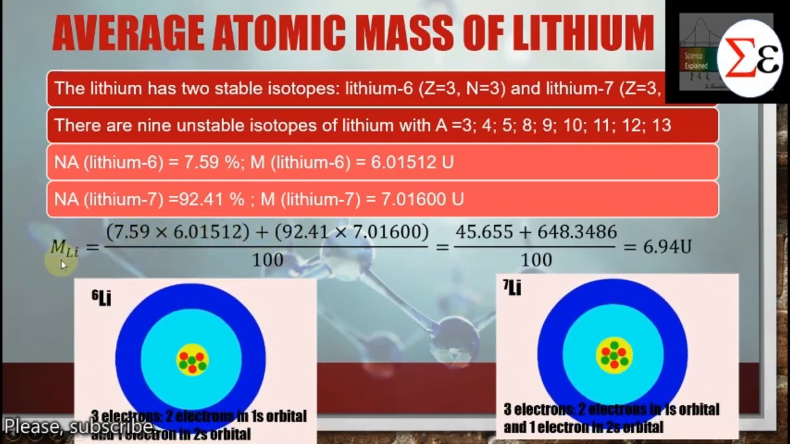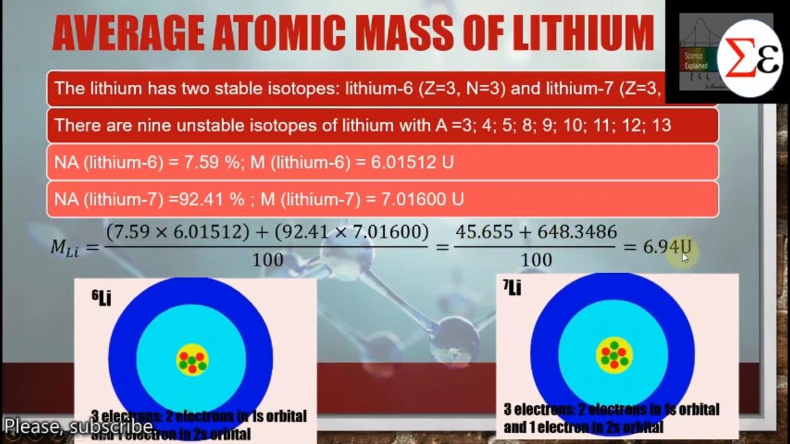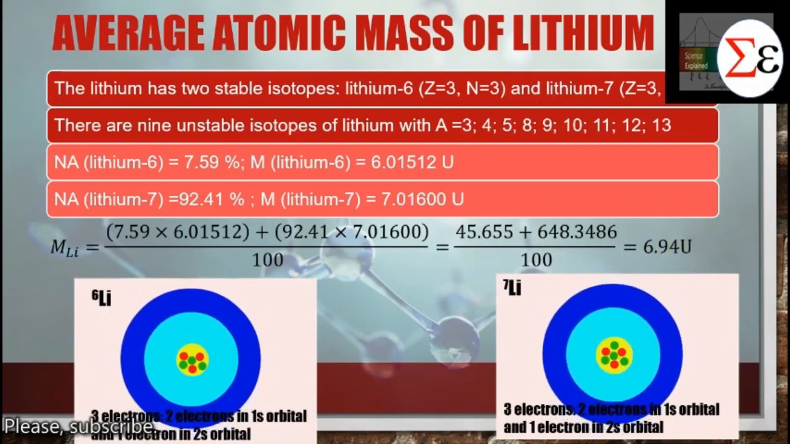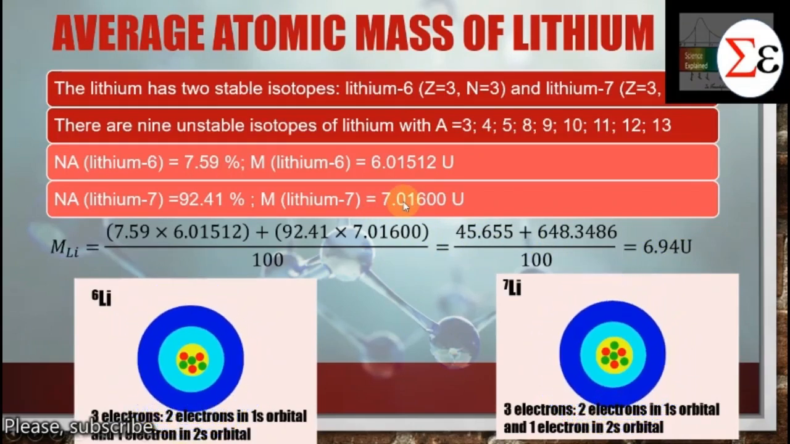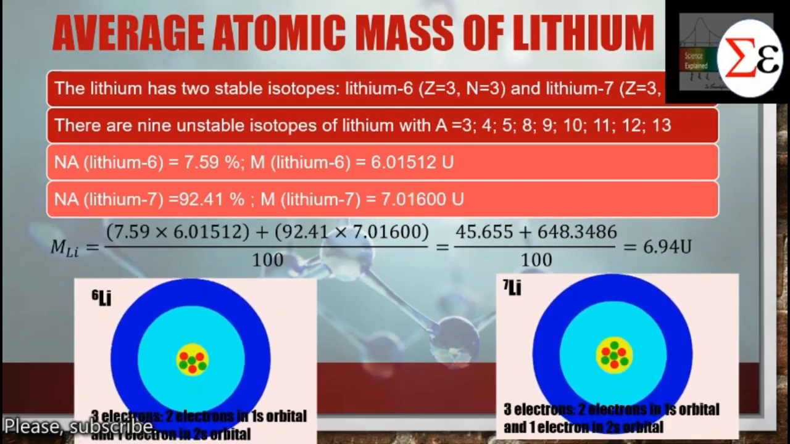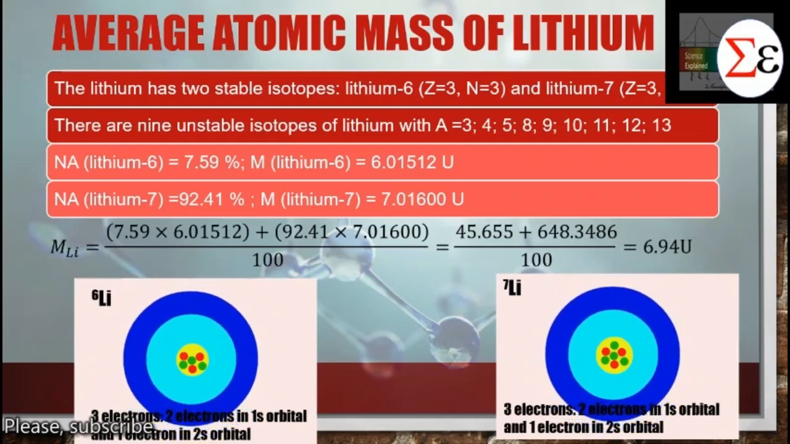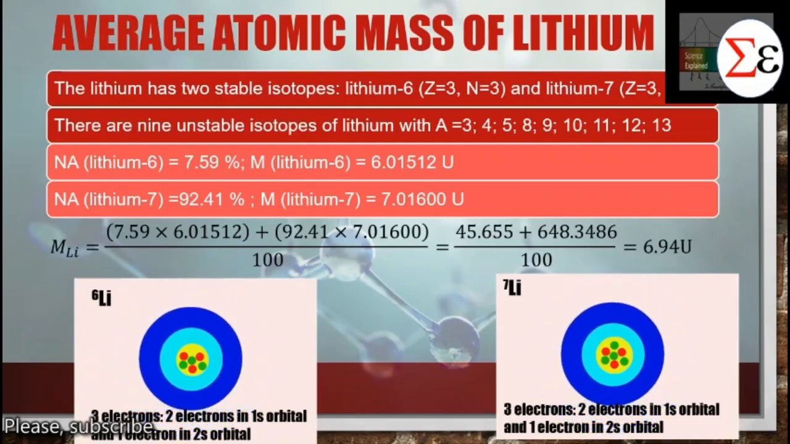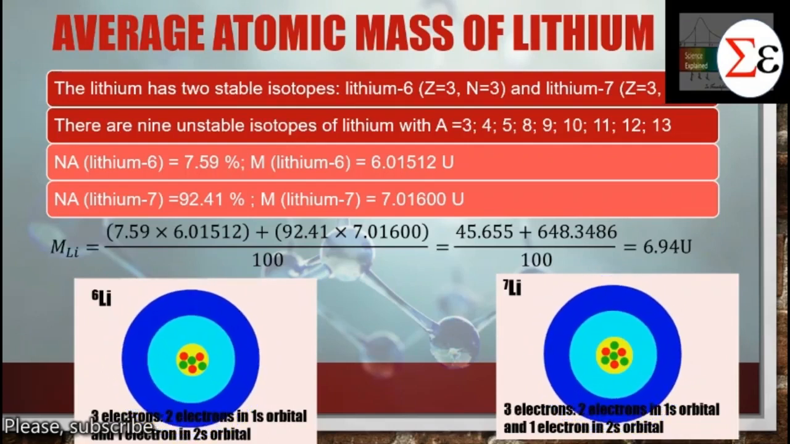the equation of the atomic mass of the lithium element, and we see here that the value of the atomic mass of the lithium element is closer to the atomic mass of lithium-7, but not so close when compared to the same value of the atomic mass of hydrogen and helium with the most stable isotopes, hydrogen-1 and helium-4.